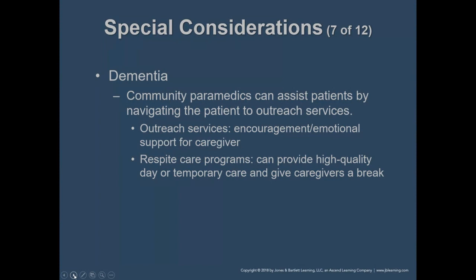So respite care programs provide high quality day or temporary care and give caregivers a break. There are various charities in North Carolina that will help if you want to take a break and go on vacation with your family, take a long weekend, do something for your kids, and your mom has dementia. I forget the exact name of it, but it's something like Dementia Alliance, anyway, here in North Carolina.